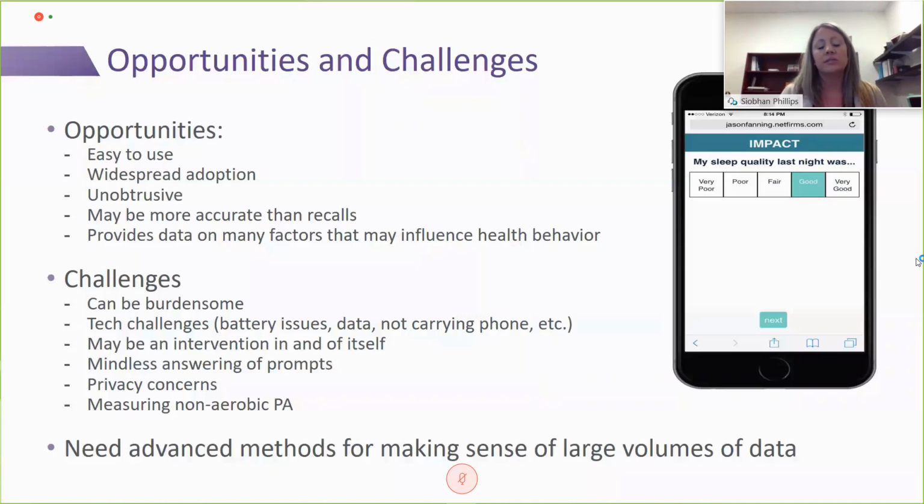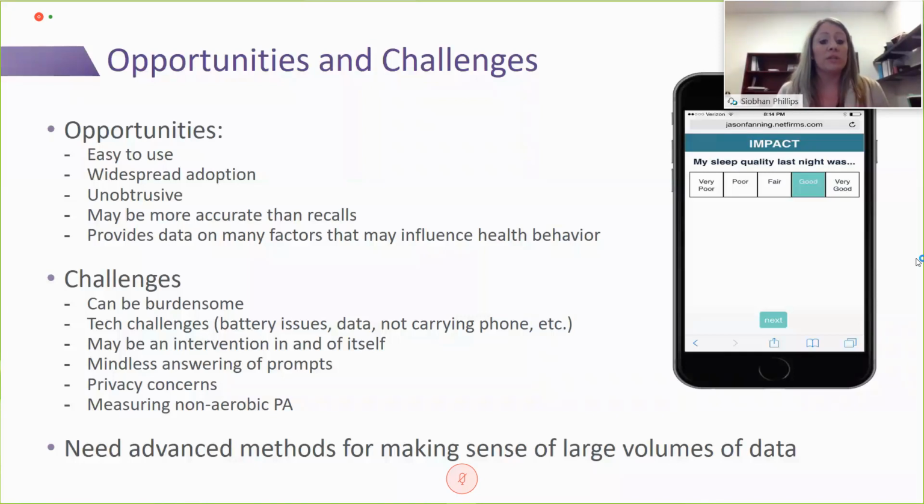But of course, there's a lot of challenges. It can be burdensome. We had, I believe, about an 80% response rate to our prompts, and we did not actually incentivize them to answer the prompts. In some EMA studies, you do get incentivized for every prompt you answer.